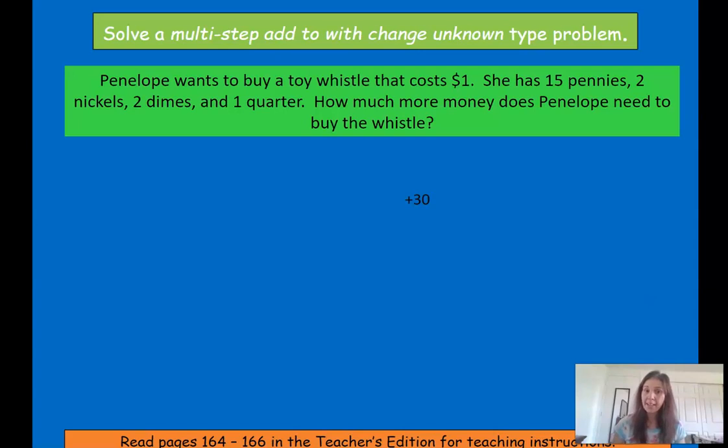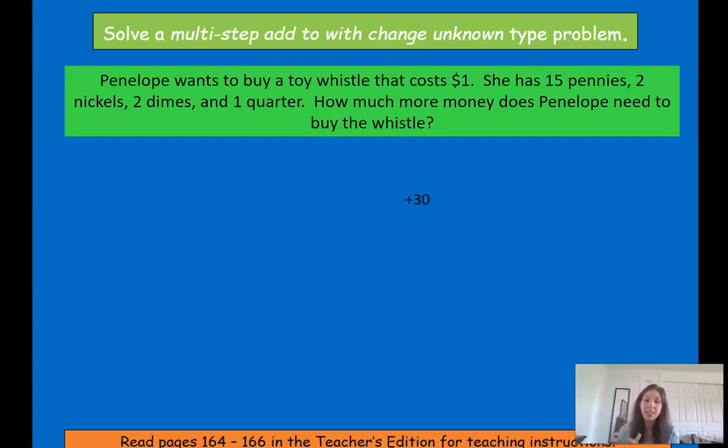Penelope wants to buy a toy whistle that costs $1. She has 15 pennies, 2 nickels, 2 dimes, and a quarter. How much more money does Penelope need to buy the whistle? So the two parts of this word problem are, the first part is we have to count up all that money and see how much money she has. Then we have to count and find out how much more does she need, okay?